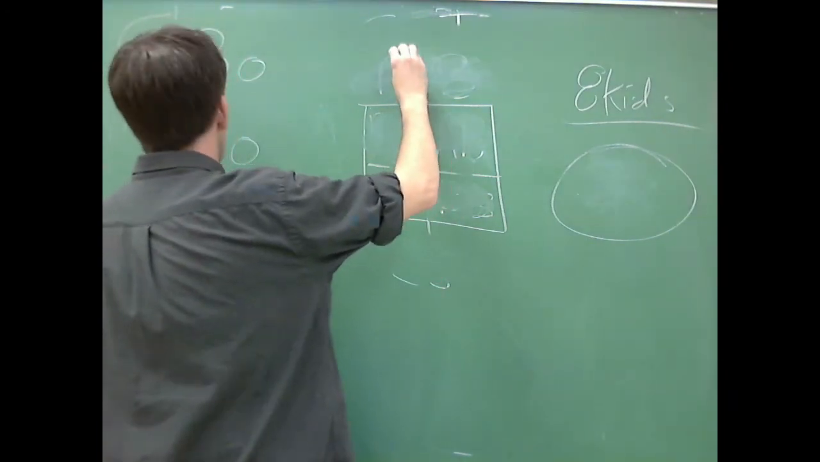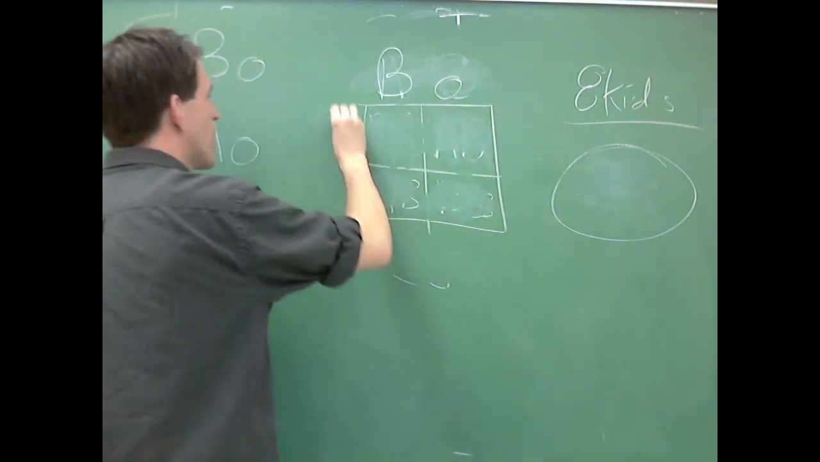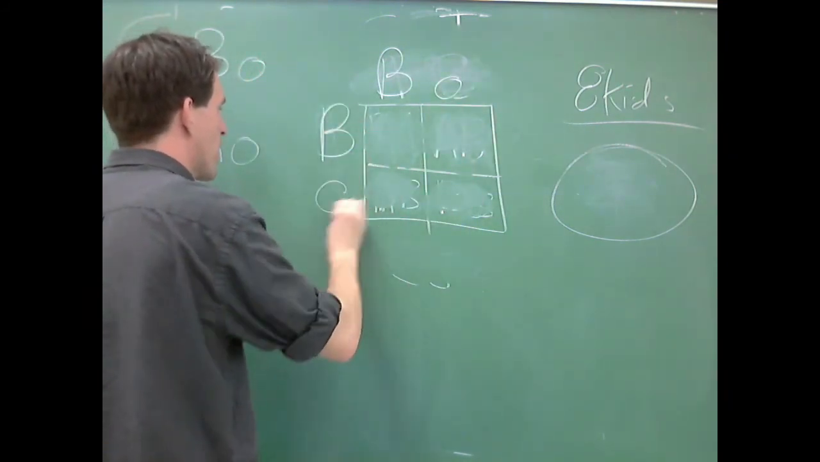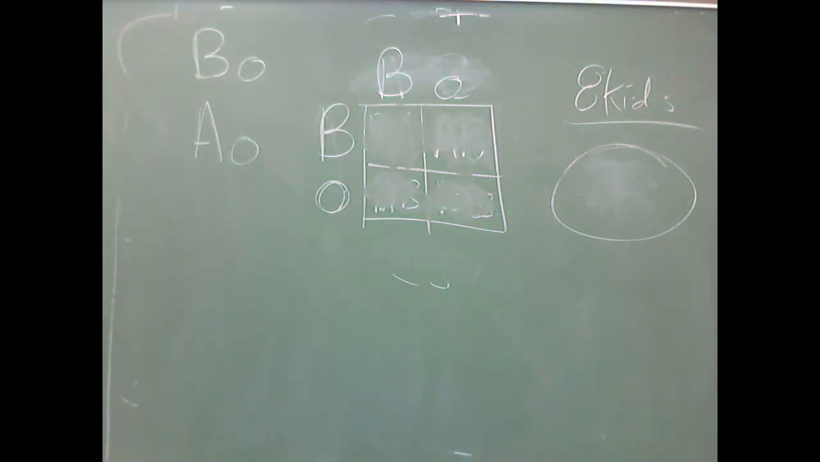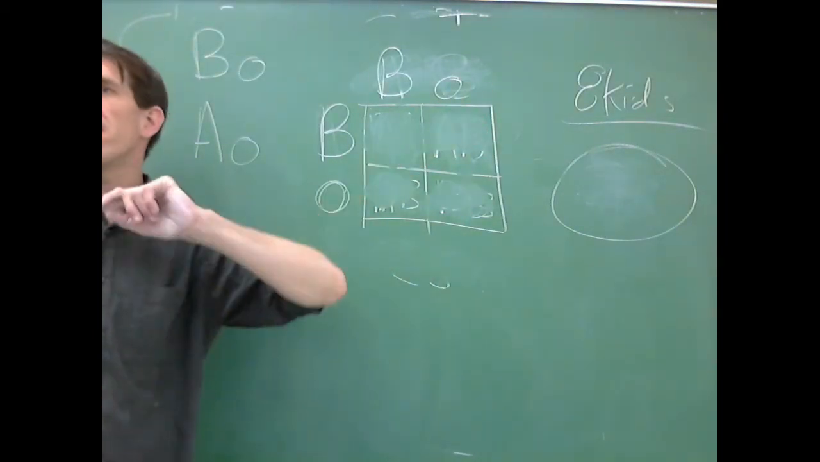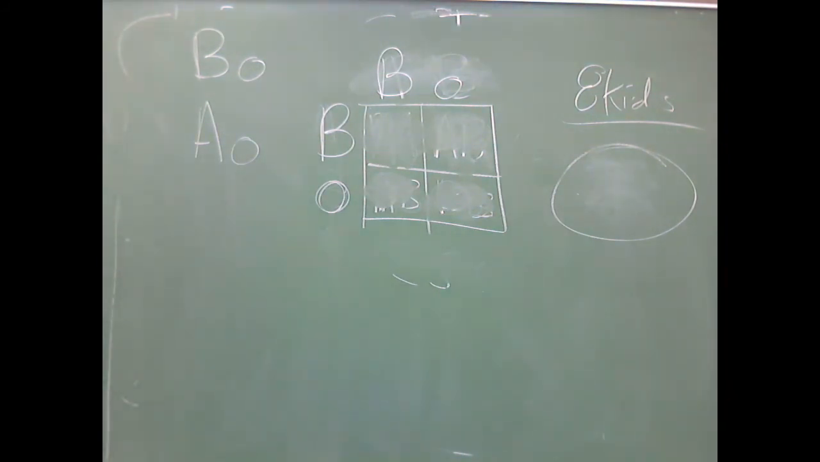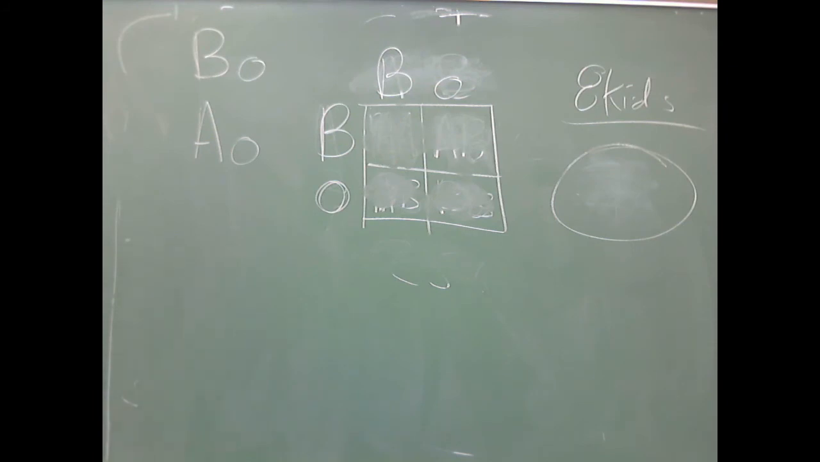All right, let's say we have 2 parents that are B and O. What number of the kids will have type B blood? What number of the children will have type O blood? Let's continue assuming we have 8 kids here. What number of those kids will have type O blood? What will have type B blood? Phenotypically, not genotypically, phenotypically.